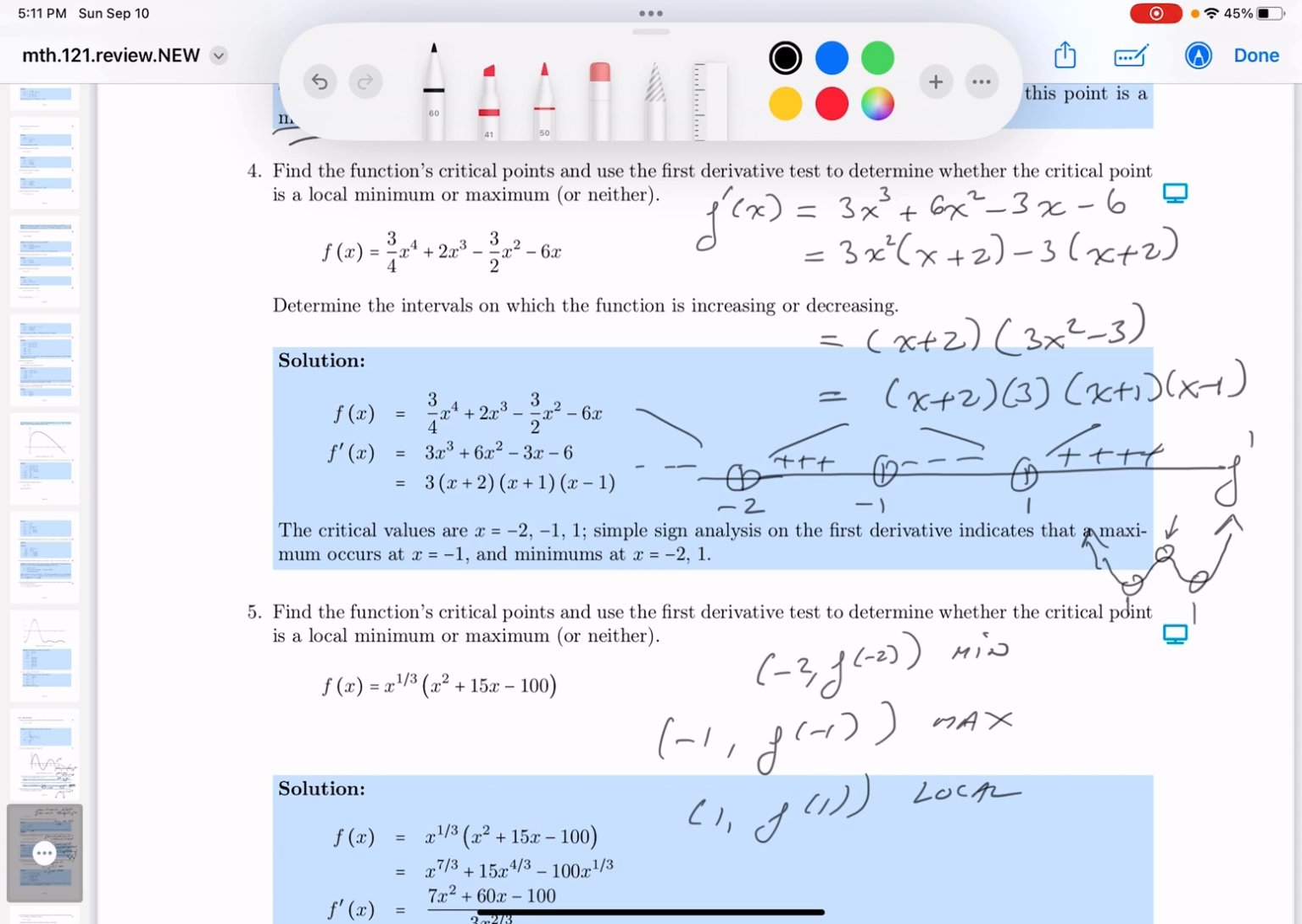So let's take a look at the key and see if we've done okay. And I'm looking at it, and we got the minus 2, minus 1, and 1. I got those 3 listed over here. All right, what else? Simple sign test for the first derivative. I did that. A maximum occurs at minus 1. I got that written over here. The minimums occur at minus 2 and at 1.